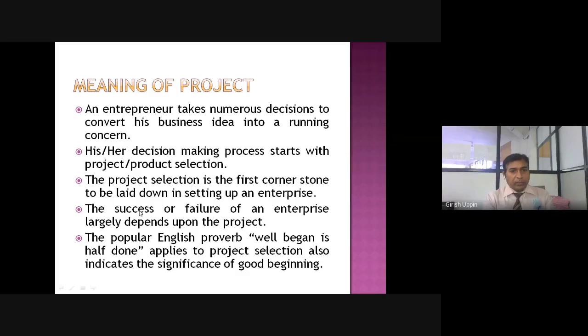So project selection is the first cornerstone that will be laid down to start an enterprise. The success or failure of an enterprise largely depends upon the project. Whatever kind of project you select, whatever decision making process you follow, once you finalize the project, the success of the enterprise will depend on the project. If the project is successful, the organization will be successful, otherwise it will be a failure.